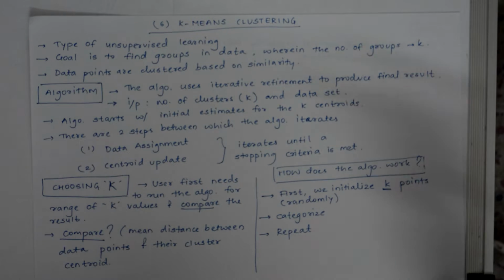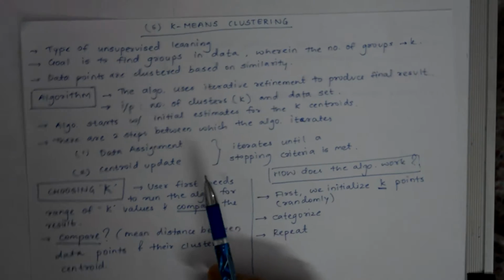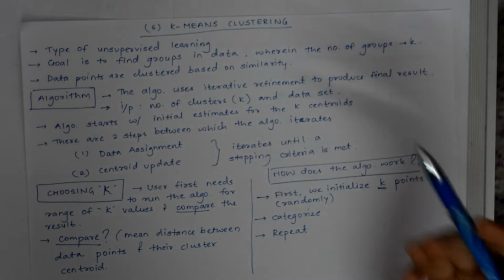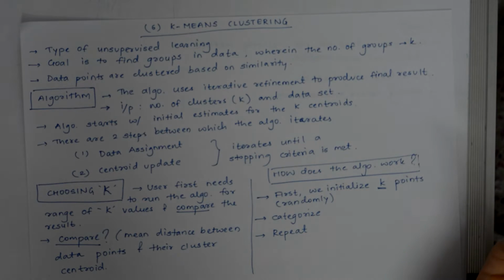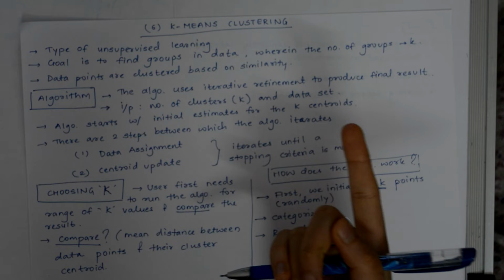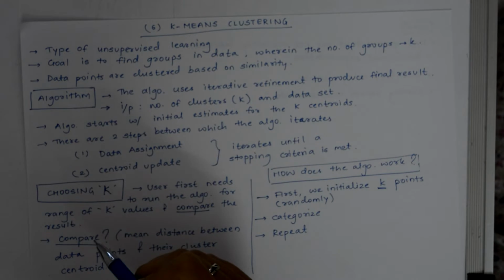There are two steps between which the algorithm iterates. First is data assignment and second is centroid update. The algorithm iterates between these two steps. In case of data assignment, each centroid defines one of the clusters. In this step, each data point is assigned to its nearest centroid.